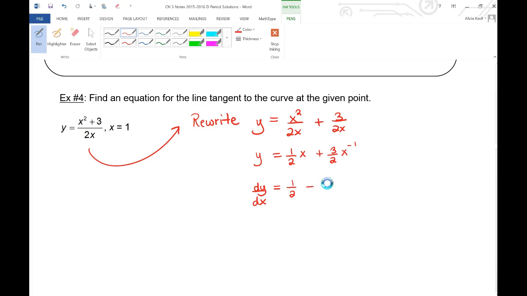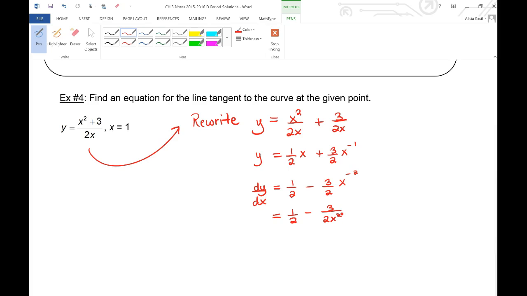1/2, and then we get a minus 3 over 2 x to the negative 2. So this would look like, if we wanted to just put the x squared back down on the bottom, this would just be 1/2. Are we all right with that? And then the negative 1 moves to the front, and then x to the negative 2. Take 1 away from negative 1 and it becomes negative 2.